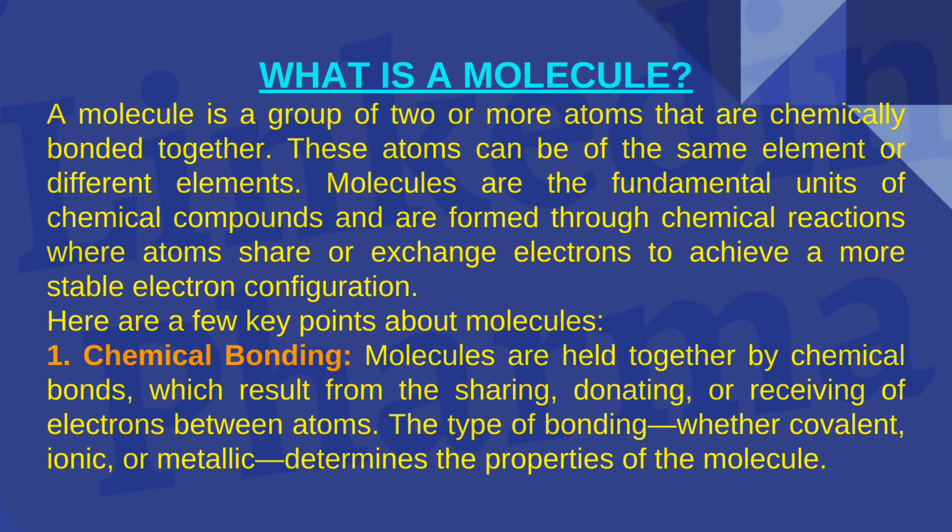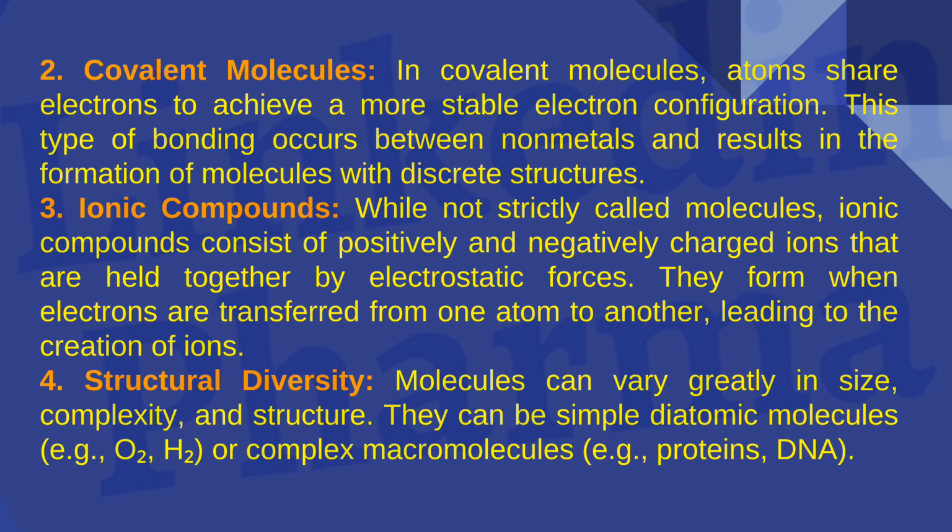1. Chemical bonding. Molecules are held together by chemical bonds, which result from the sharing, donating, or receiving of electrons between atoms. The type of bonding, whether covalent, ionic, or metallic, determines the properties of the molecule. 2. Covalent molecules. In covalent molecules, atoms share electrons to achieve a more stable electron configuration. This type of bonding occurs between nonmetals and results in the formation of molecules with discrete structures.